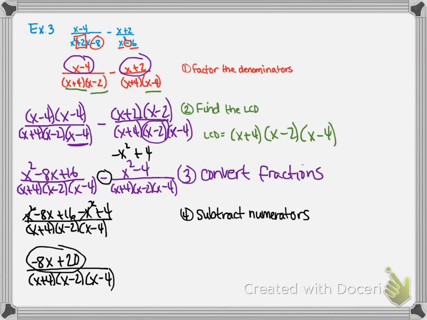Do I have a common factor? I can factor out a negative 4. And then what I'd be left with: negative 4 times what is negative 8x? 2x. Negative 4 times what is 20? Negative 5. So our numerator of negative 8x plus 20 can become negative 4 times 2x minus 5. I still have my old denominator, and there are no common factors to cancel. So that's my answer.